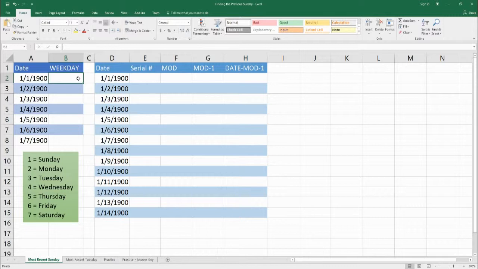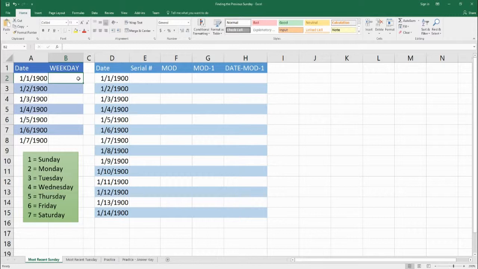So we're going to start off with the dates January 1st, 1900 to January 7th, 1900. The reason why I chose these is because they are the very first numbers in the date serial numbers. So January 1st, 1900 has a serial number of 1. So before we begin, let's see what weekday these dates are.